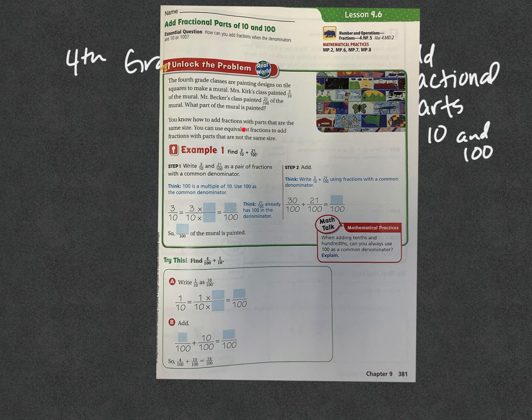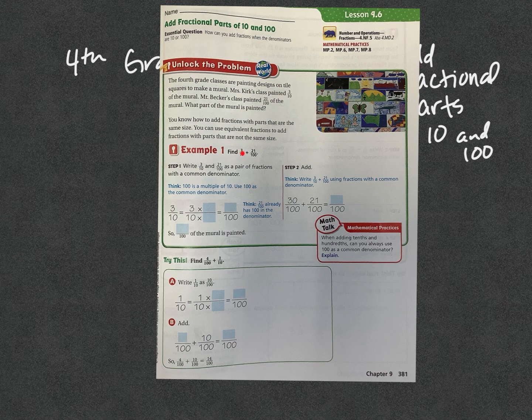Well, we know how to add fractions with parts that are the same size, but this is not the same size. This one's in tenths, and this one's split into hundredths. You can use equivalent fractions to add fractions with parts that are not the same size. So we can use what we've learned to manipulate those fractions and get them all cut into the same size pieces. And we're really only dealing with tenths and hundredths. So they're multiples that go by 10. And so we can use that to our advantage.